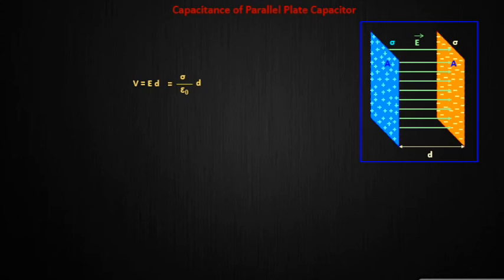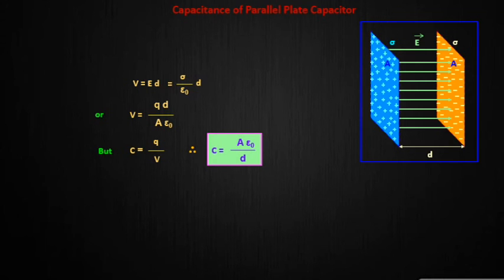Therefore, the potential can be written as V is equal to Ed. E is equal to sigma by epsilon naught. Therefore, V is equal to sigma by epsilon naught into d. Sigma is the surface charge density and it is given by Q divided by A. Substituting this, we get V is equal to Qd divided by A epsilon naught. The capacitance of the parallel plate capacitor C is equal to Q by V. Substituting the value for V, we get C is equal to Q divided by Qd divided by A epsilon naught. By simplification, we get C is equal to epsilon naught A divided by d.